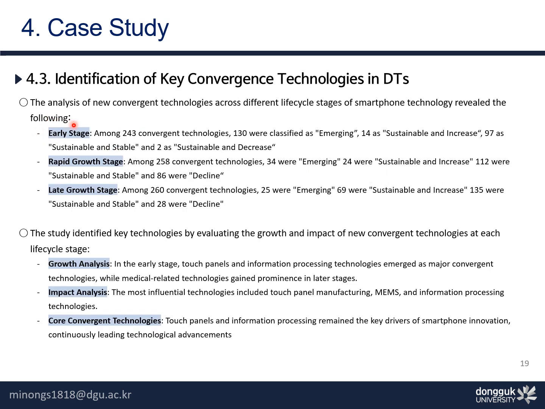The analysis of smartphone technology lifecycle stages identified key convergent technologies. Technologies like touch panels and information processing emerged early, with medical technologies gaining importance later. Touch panels and MEMS were the most influential technologies driving smartphone innovation.